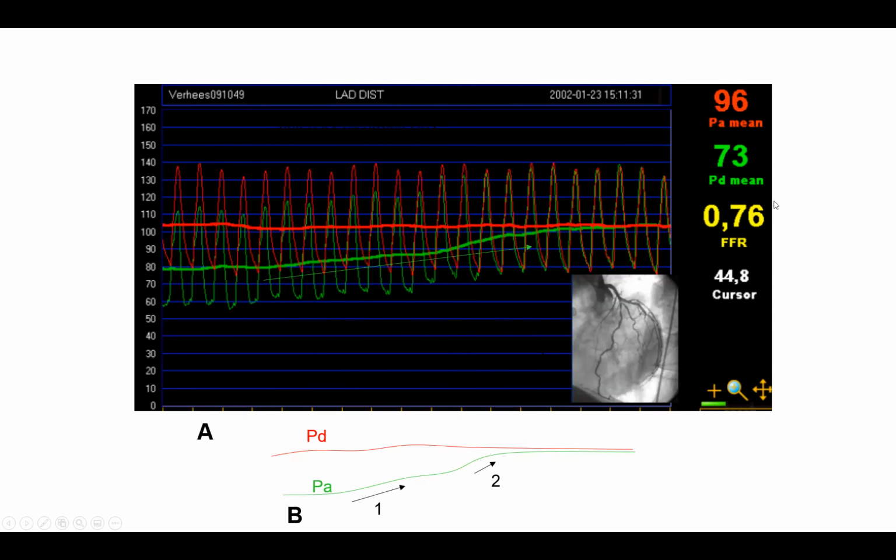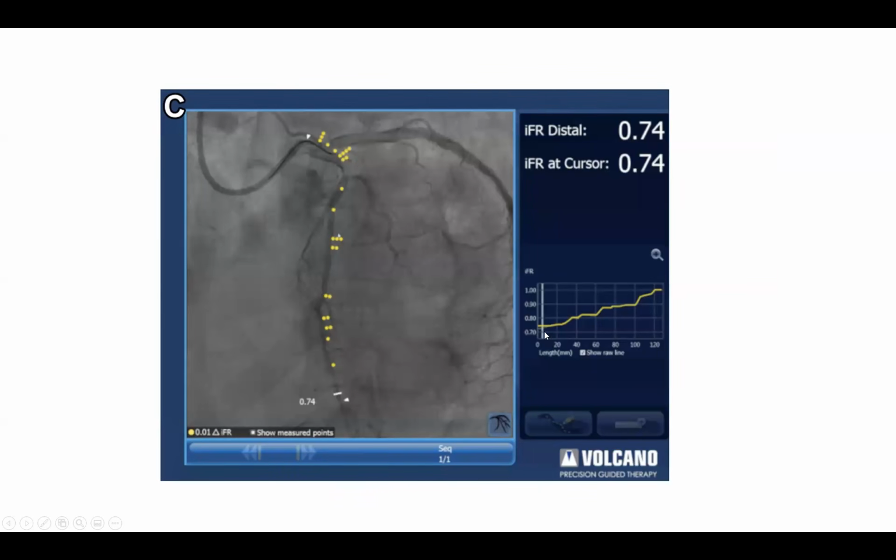You have a significant FFR, but this was a progressive drop in pressure, no particular area that you can stent unless you stent the whole thing, which is not advised, but bypass could be used. This is another case with IFR. Again, you see here progressive, no significant pronounced focal drop.